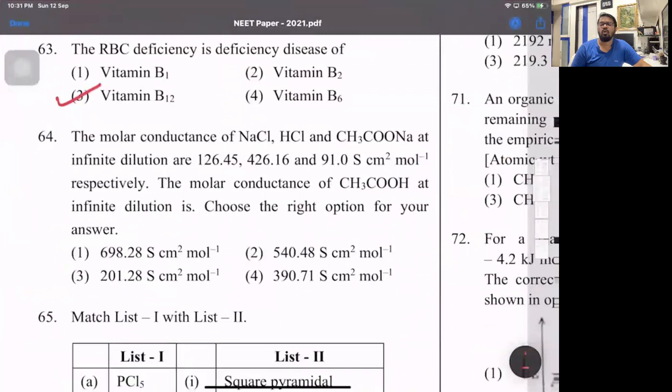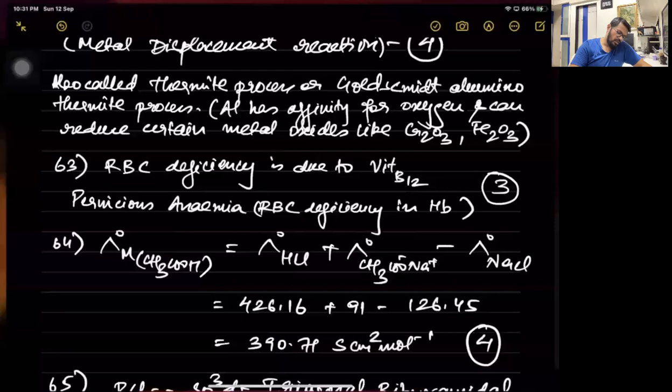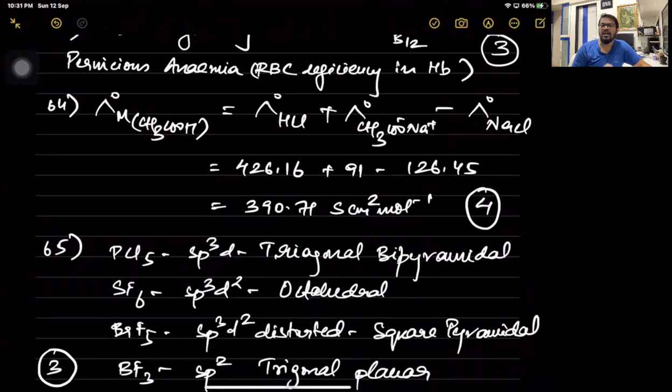64, the molar conductances are given for NaCl, HCl, and sodium acetate. You want the molar conductance of acetic acid. So this is as per Kohlrausch's law. When you calculate, look at that. Molar conductivity at infinite dilution of acetic acid is that of HCl plus sodium acetate minus NaCl. So when you do that, it comes as 390.71. So 64 is 4.